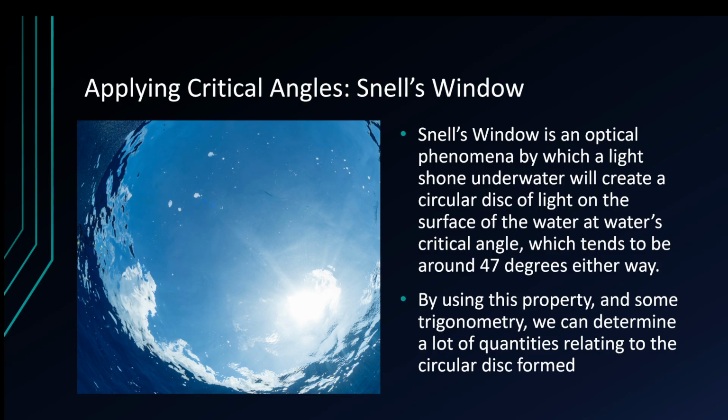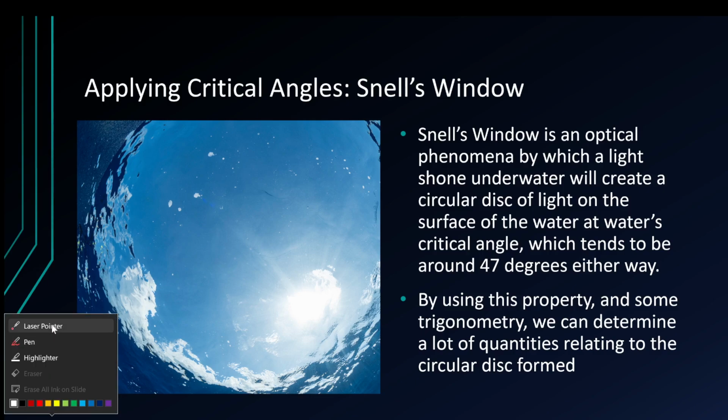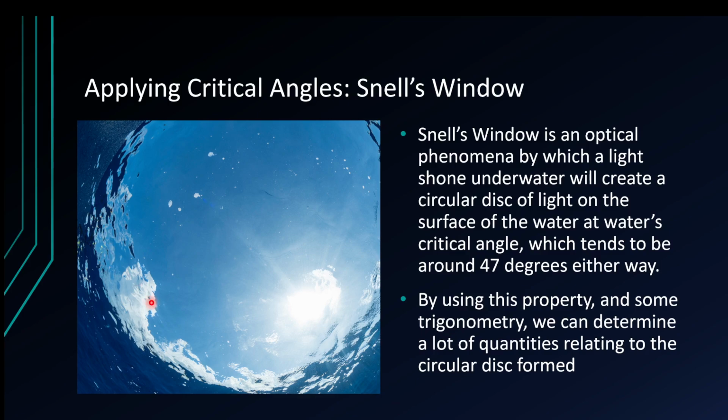So you can actually see critical angles properly by going underwater and either shining a light or having the sun shine down on you, and you get this thing known as Snell's window. It's just a circular disc of light that, obviously, when light hits the water at the critical angle, creates the largest possible disc.